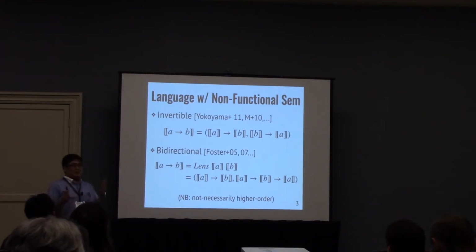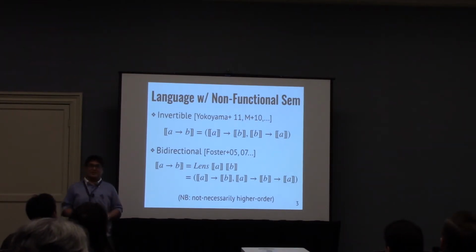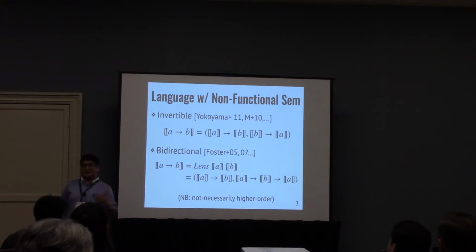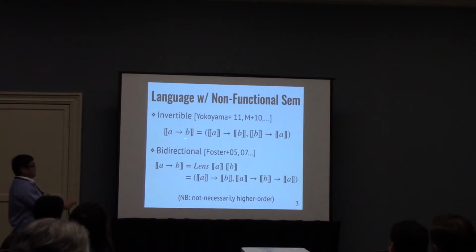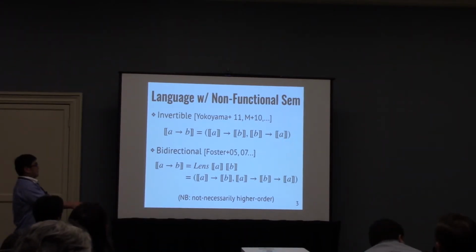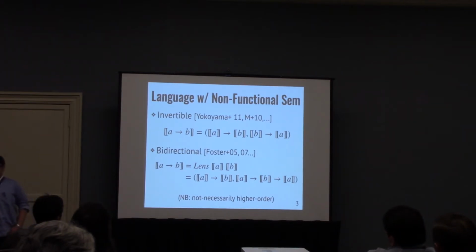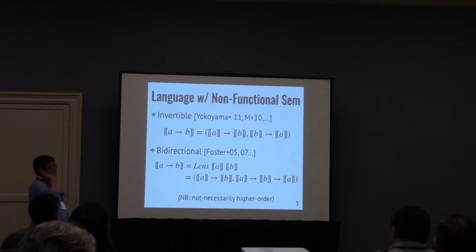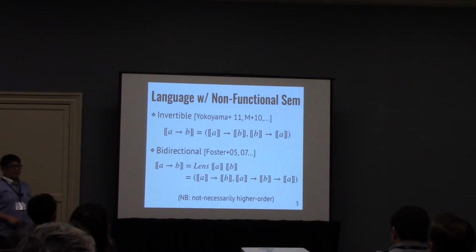A function in an invertible programming language runs both forward and backward. This means that the meaning of a function in an invertible programming language is actually a pair of a function from A to B and one from B to A. We also have other examples of programming languages with non-functional semantics. In a bidirectional programming language, the meaning of a function is actually a lens between A and B.